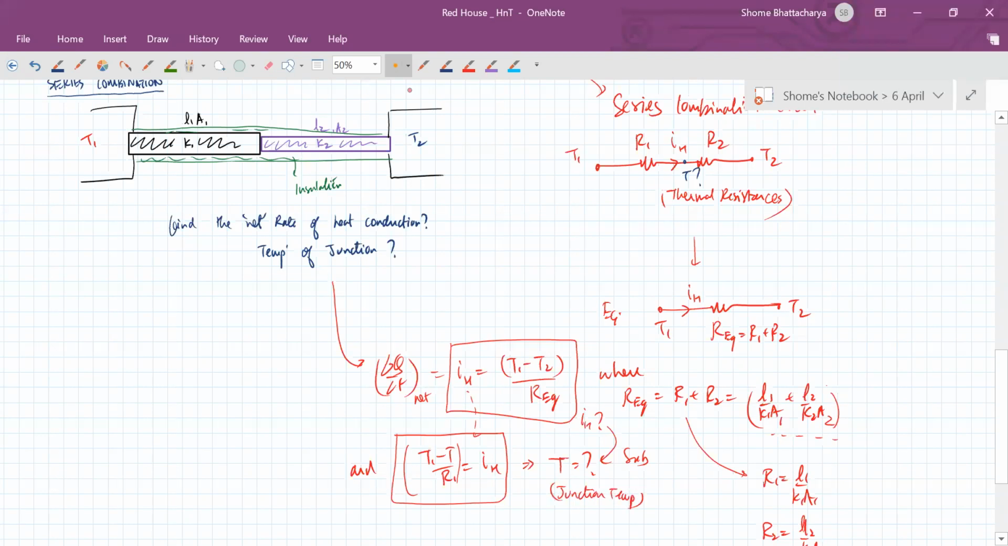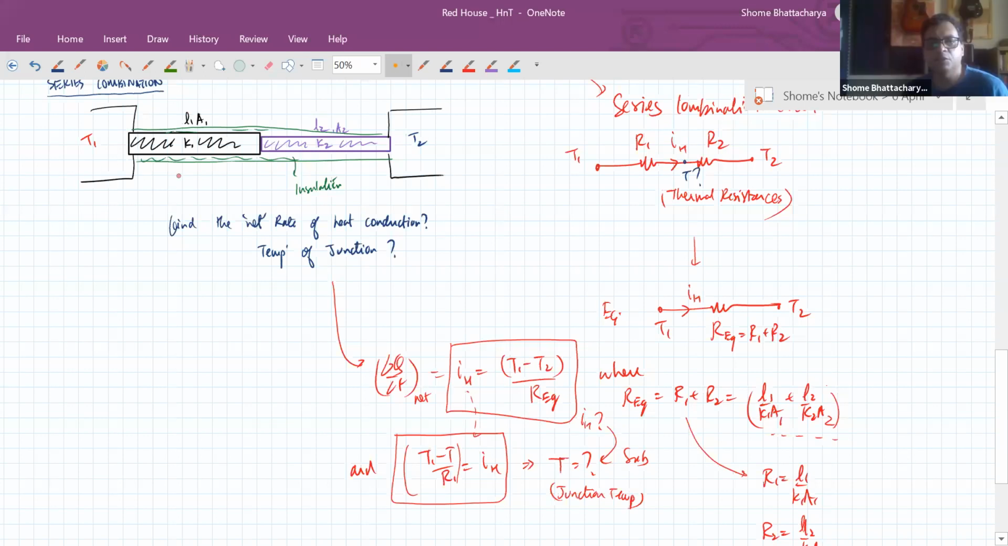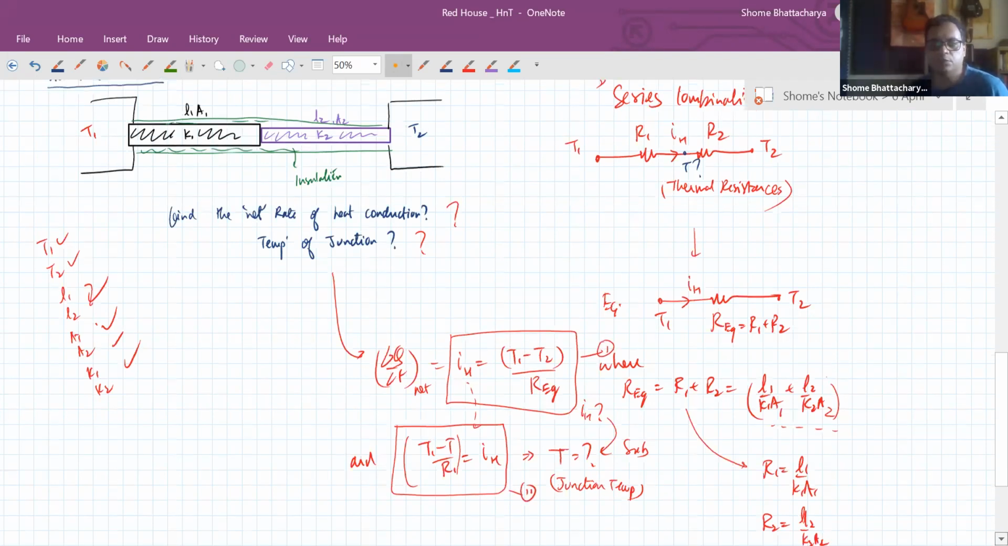Okay, sir, got it. So we are assuming that all these things given in the diagram are known to us: T1, T2, L1, L2, A1, A2, K1, K2. On the basis of these known quantities, we have to find out these two unknowns. The first one we get from this equation, the second one from the second equation. We'll do some example problems, so don't worry, you'll get used to this.